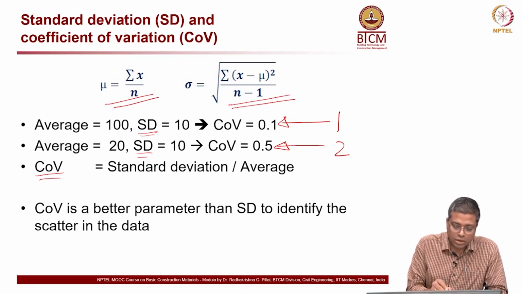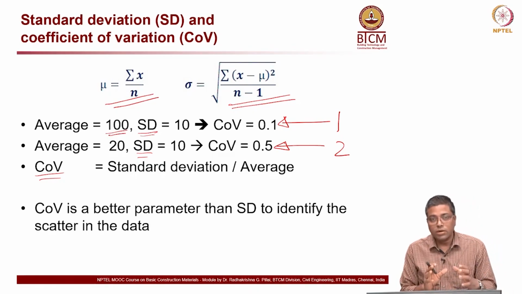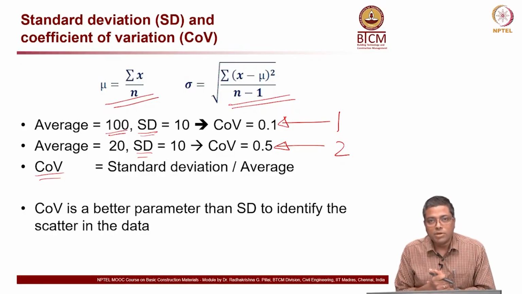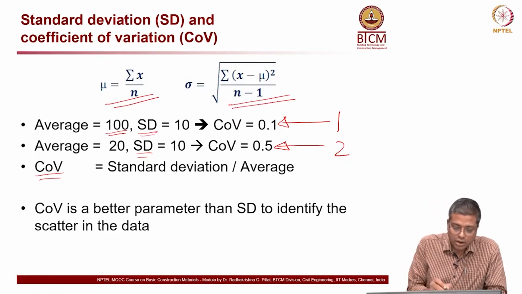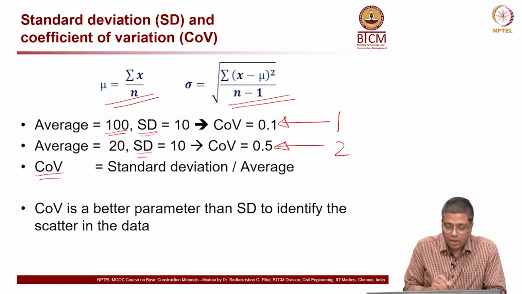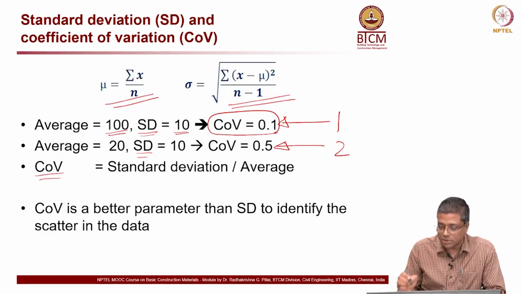In case 1, let us say the average value is 100. I am going to show you which is the more important parameter for you to consider, and why standard deviation is probably not a good parameter to consider always. So, let us say case 1, average is 100 and standard deviation is 10. What is the coefficient of variation? It is 0.1, or 10%.